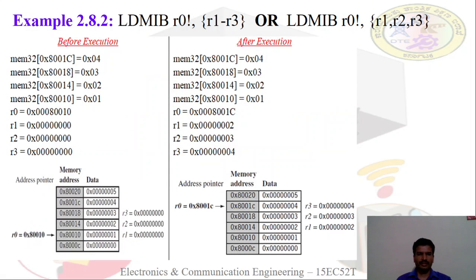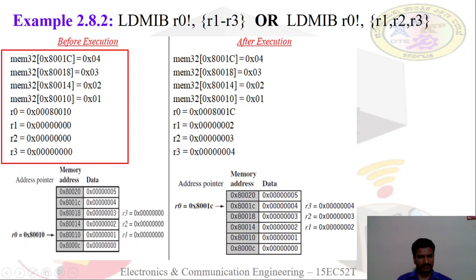Similarly, consider LDM IB. Load multiple registers, the addressing mode is increment before. So increment the address by 4 before the load operation. The first step is to increment the address by 4, then load. These are the initial values. I have taken the same values. Now the starting address is 80010, so R0 is pointing here.